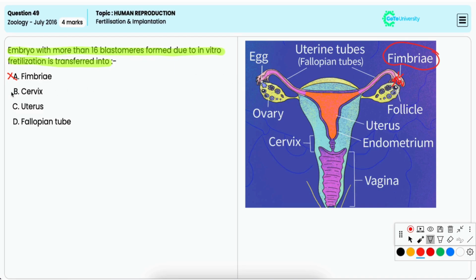Option B, cervix. It is also incorrect because the cervix, which is a lower part of the uterus, is not the site for the embryo transfer.